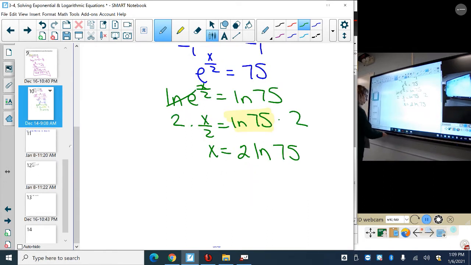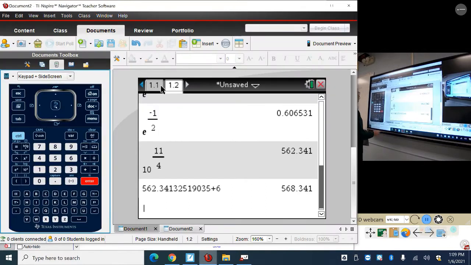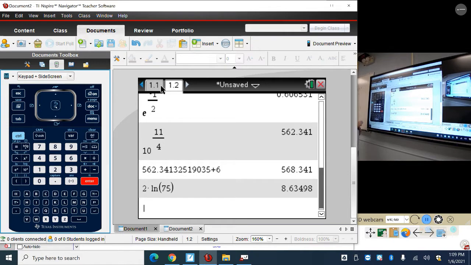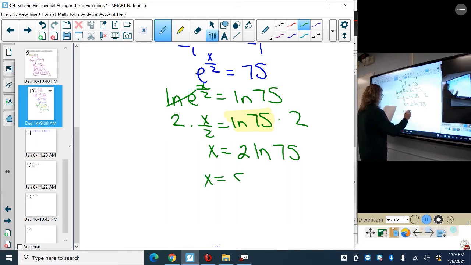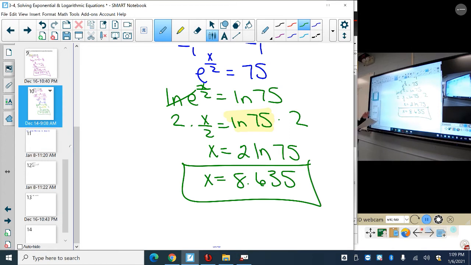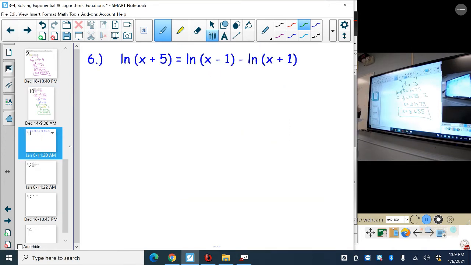So you come back over to your calculator and you type that in. 2 times the natural log of 75 and hit enter. Gives you 8.635 because the 9 makes that 4 round up. So I come back over here and I'm going to write x is equal to 8.635. Okay? Let's keep going and do number 6 for you.